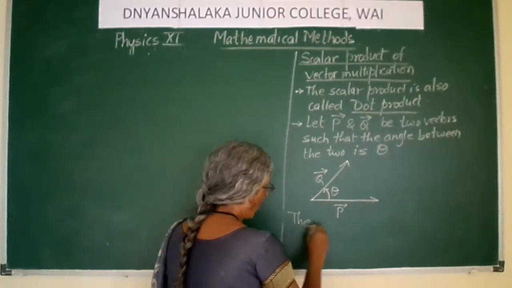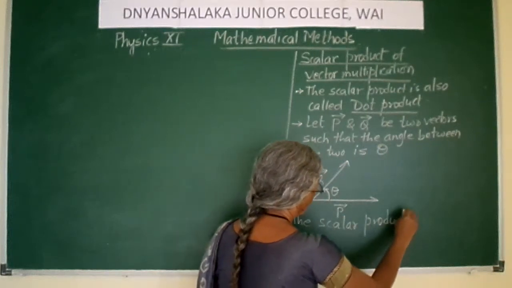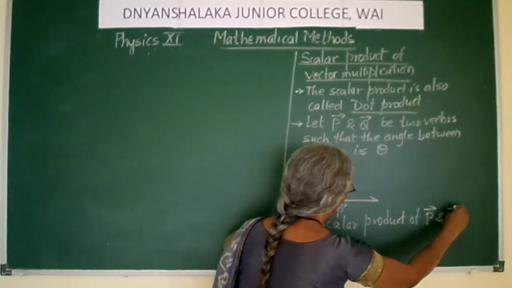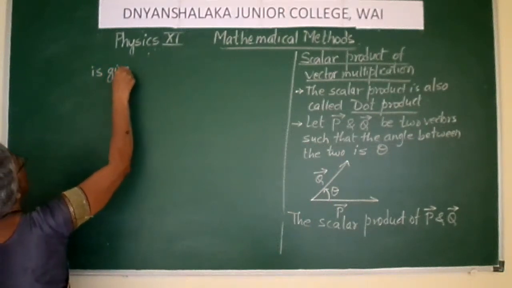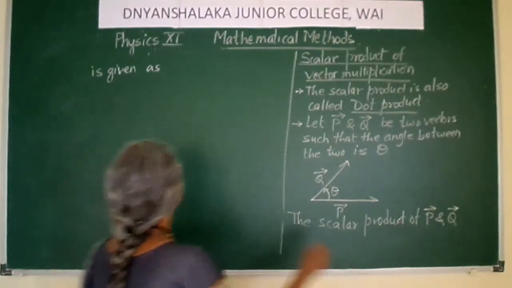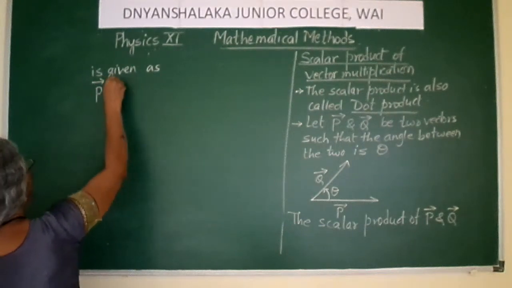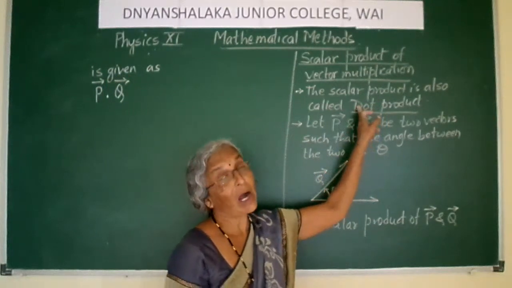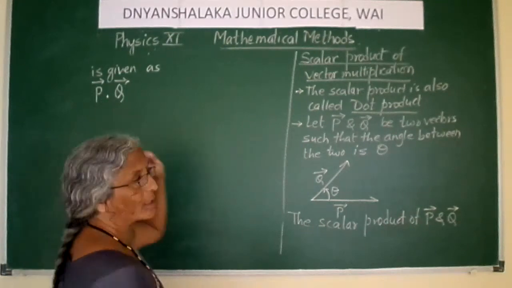The scalar product of vector P and vector Q is given as, how will I give this product? I will give this product as vector P dot vector Q. And so I call scalar product as dot products. How am I going to represent it, students? Vector P dot vector Q.